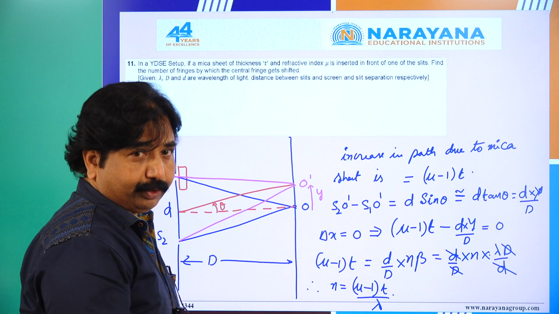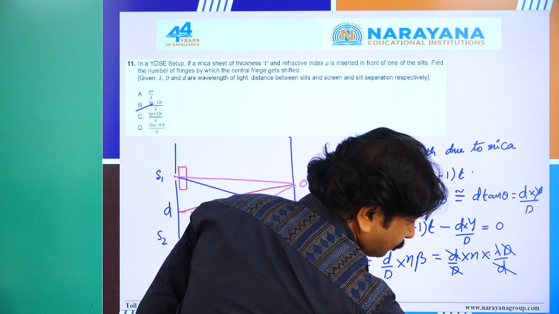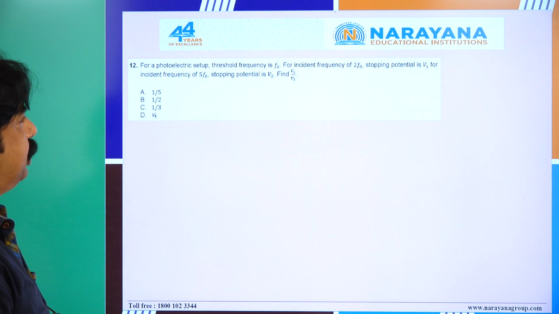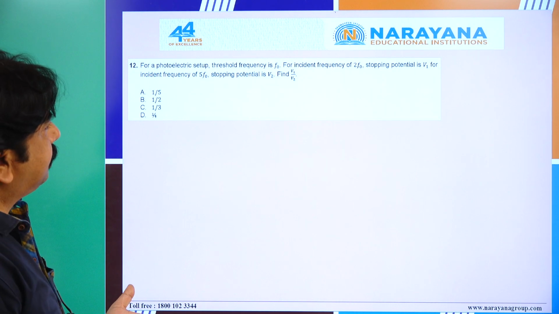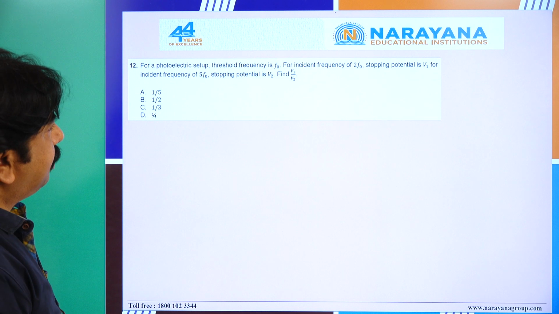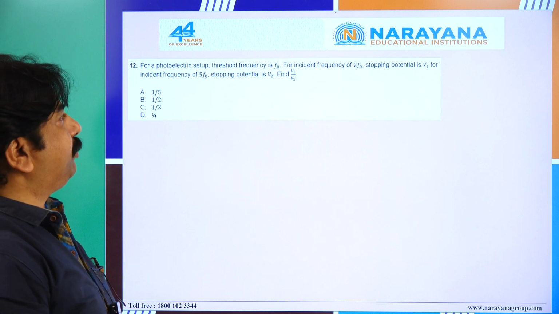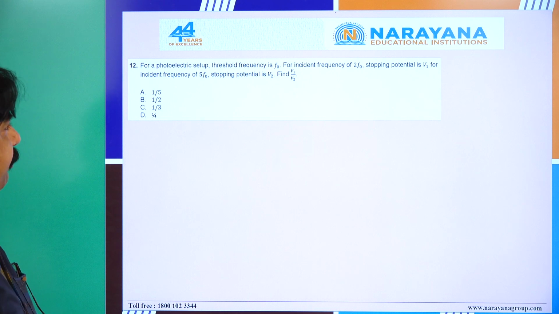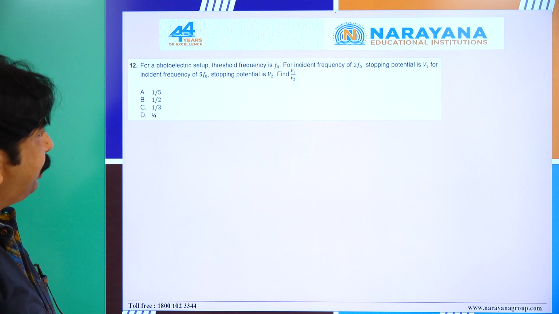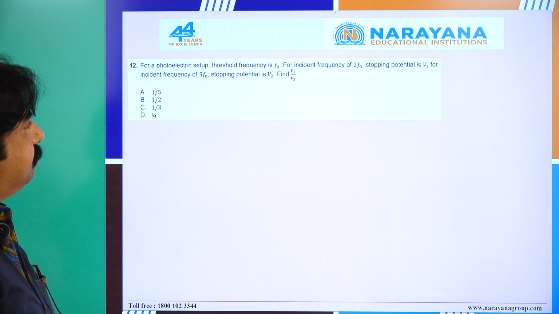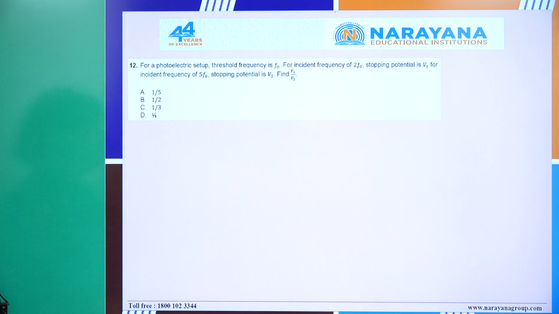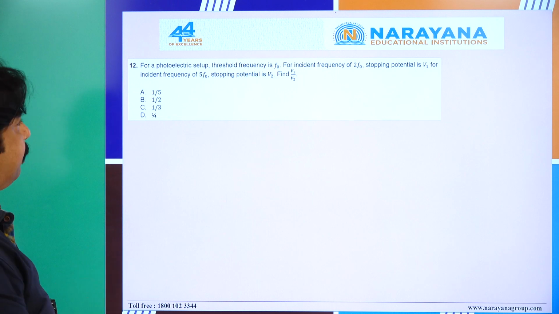Next, we are going to the next question. For a photoelectric setup, threshold frequency is F0. For incident frequency of 2F0, stopping potential is V1. For incident frequency of 5F0, stopping potential is V2. Find V1 and V2. So, we require the relation between the stopping potential and incident frequency.